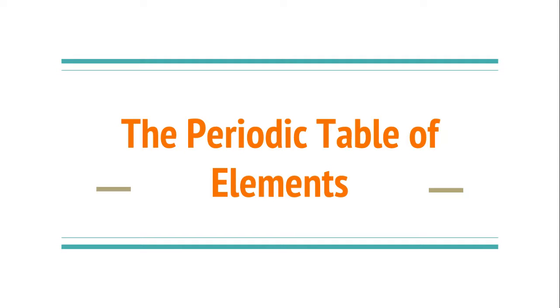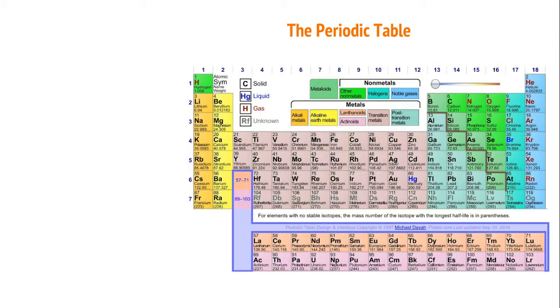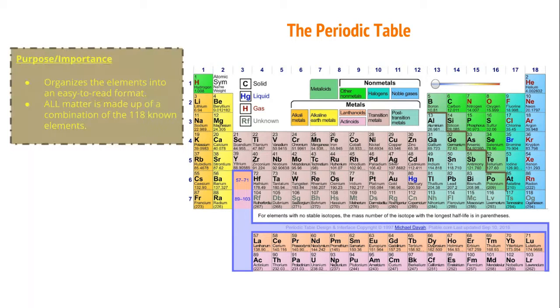Hi folks, this video is about the periodic table of elements. First off, what's the purpose or the importance of the periodic table? Well, it takes all of the elements that we know and it organizes them into an easy to read format. Since all matter in the universe is made up of a combination of these 118 elements that we know of, it becomes very useful for scientists, especially chemists, to be able to look at different elements and their properties based on this table.